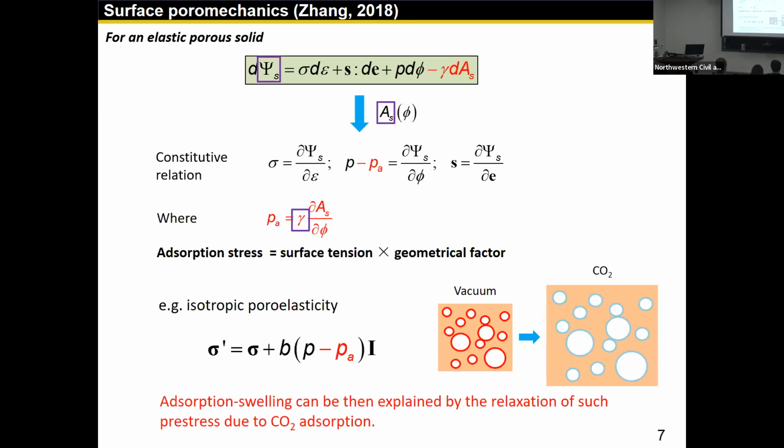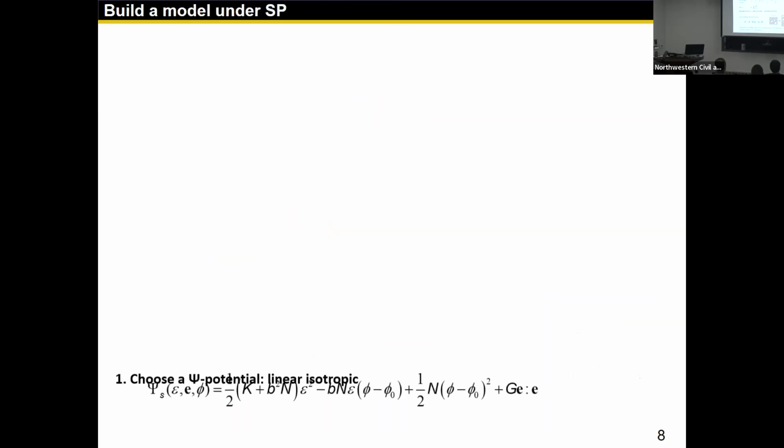Remember, up to this point, there is no constitutive-level hypothesis. Everything is derived from first principles, everything from energy balance. That will benefit us for the generality of the framework, and later on we will show that. But right now, let's specify these constitutive components to build a model out of it.